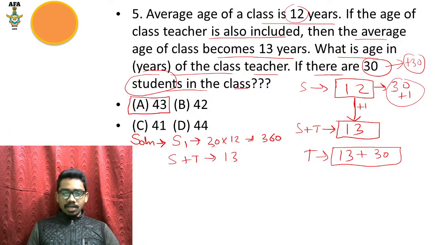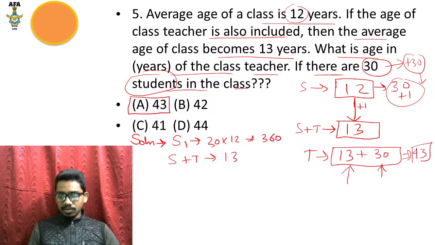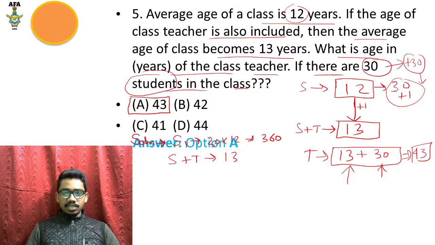So the average is getting increased by 1 year, and 30 students are there, so it will be 30 years. And to maintain the average over here, we will add 13 also. So this is 13 and this is 30. This is the increased age of all the students by 1 year. So here we are getting 13 plus 30 equals 43. That is the age of the teacher. I hope this is clear to everyone. So the correct answer is answer option A.